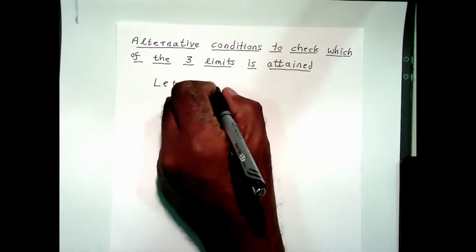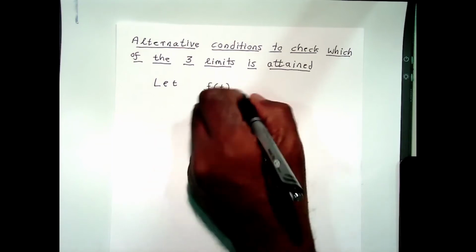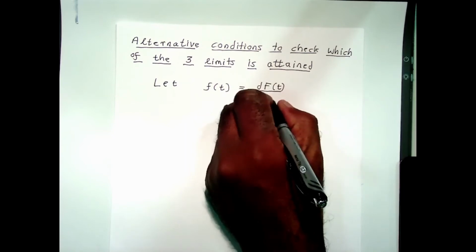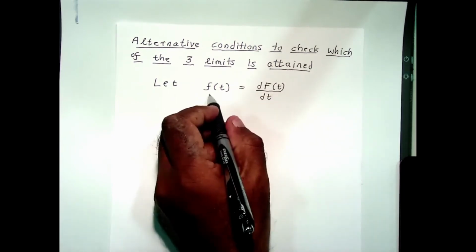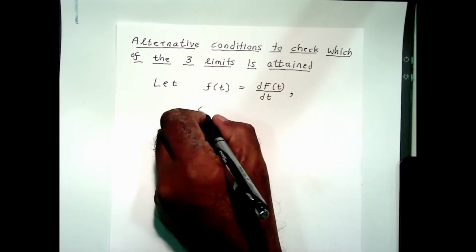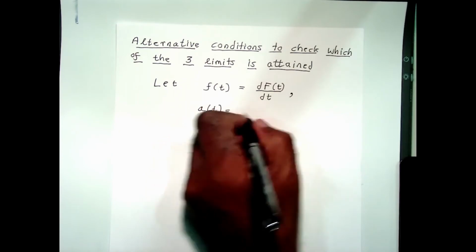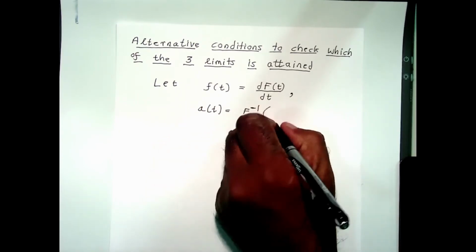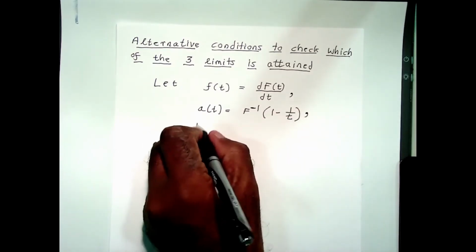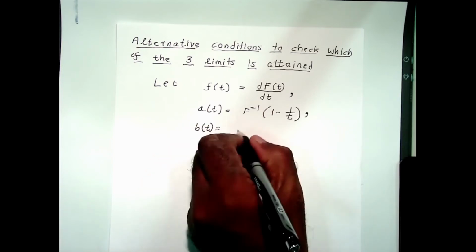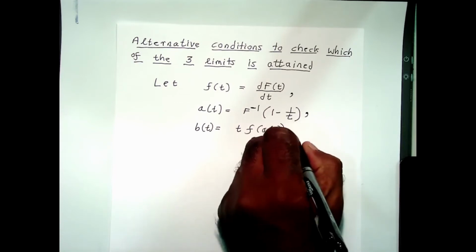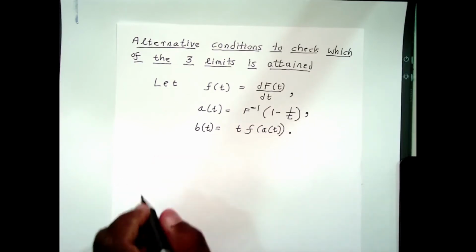So let f of t be the derivative of the capital F of t. So this is the density, this is the CDF, and let a of t be equal to the inverse function of F at 1 minus 1 over t, and let b of t be t times f at a of t. So these are three notations that we need.